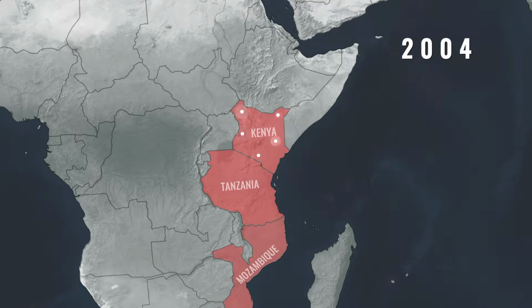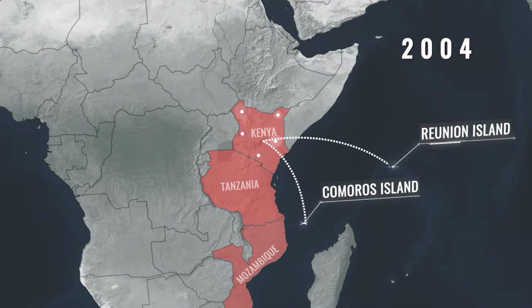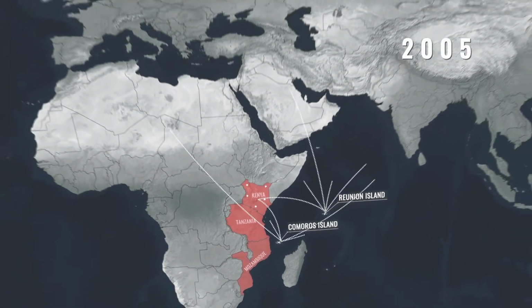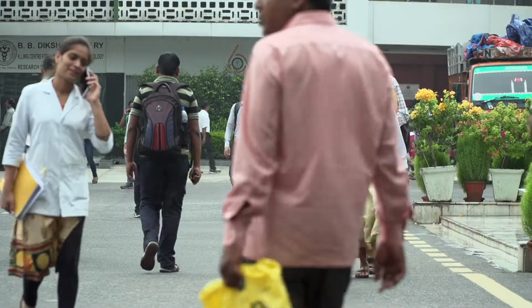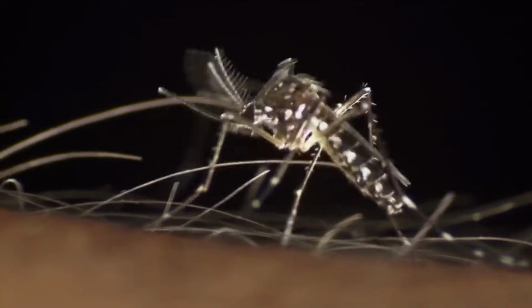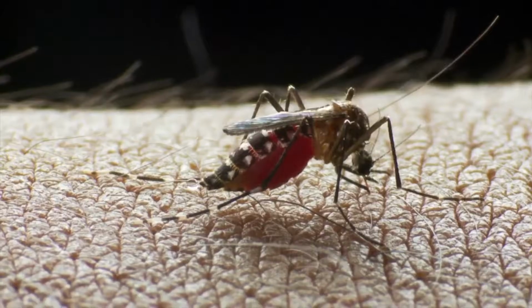It then spread to islands in the Indian Ocean like Comoros and the Reunion Islands in 2005. It traveled with tourists to Europe and landed in India by 2005. The widening geographical scope of the virus is due to the expanding range of the mosquitoes that carry it.